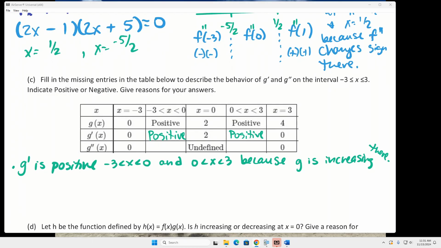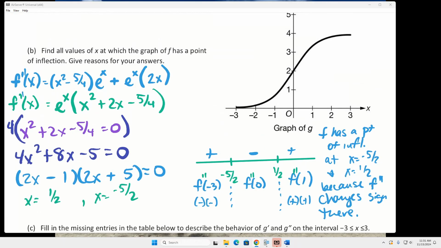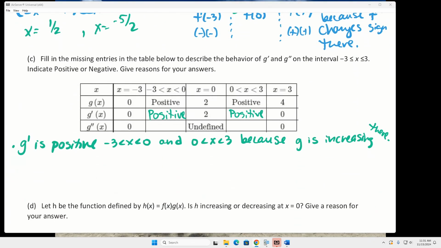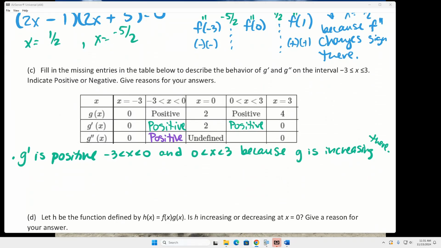All right, and then this third row is talking about the second derivative of g. To make that determination, we need to know if g is concave up or concave down. So between -3 and 0, g is concave up, so that's going to make g double prime positive. And then between 0 and 3, g is concave down, so that's going to make the second derivative negative.